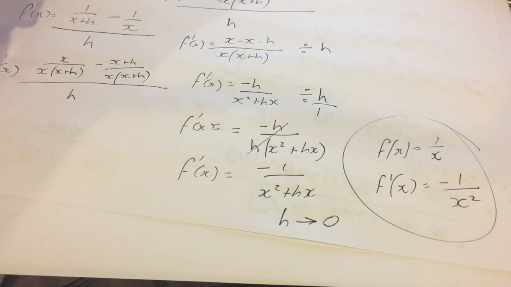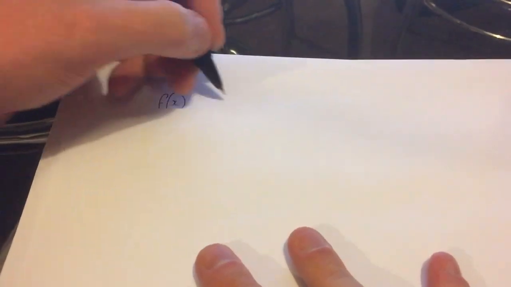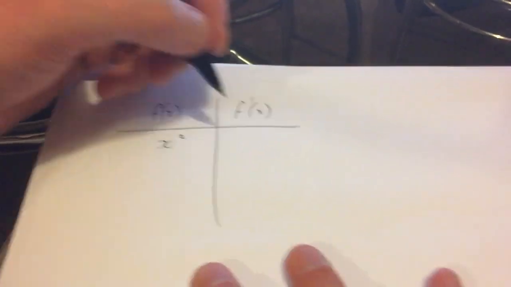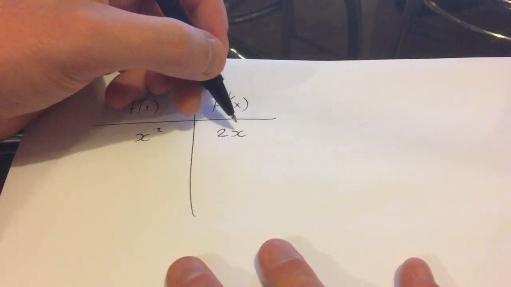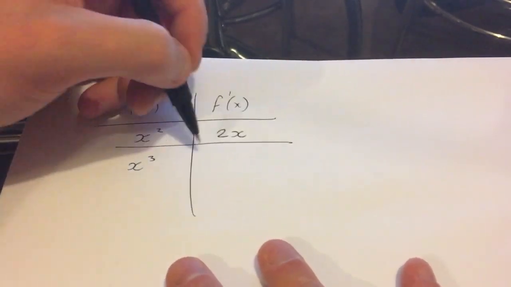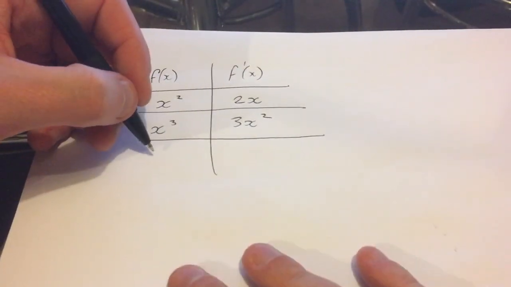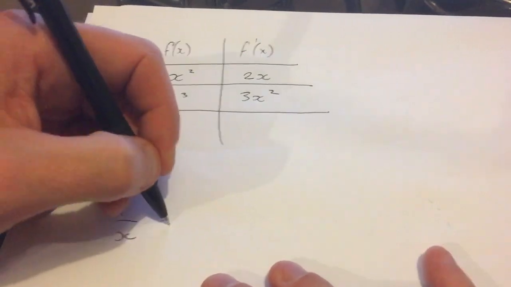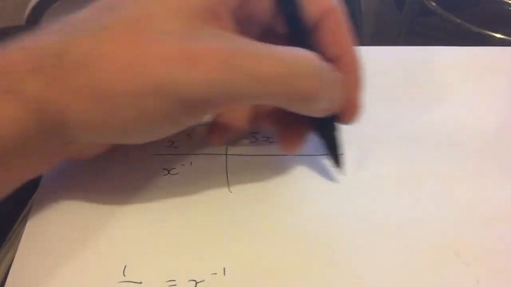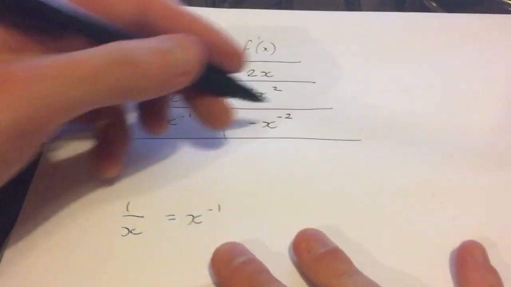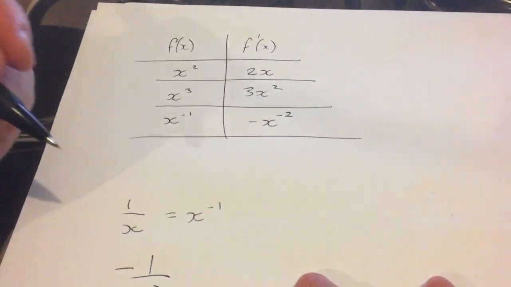Cool. Alright, so we've done 3 of these. Let's summarise everything we've done so far. So for f of x, and here we've got f dash of x. So if f of x is x squared, we found that the differential of that was 2x. If f of x was x cubed, we found that the differential of that was 3x squared. And for 1 over x, remember 1 over x, we could say is x to the power minus 1. When we differentiated that, we got minus x to the power minus 2. Because remember, minus x to the minus 2 is minus 1 over x squared.